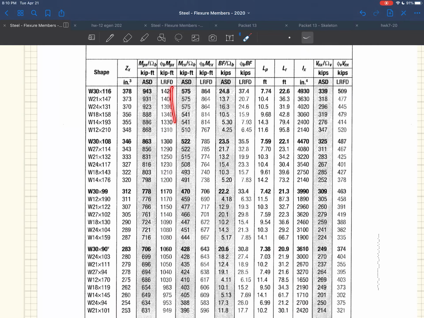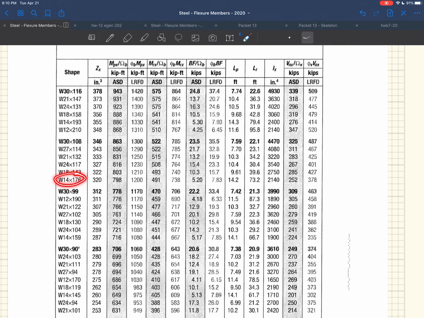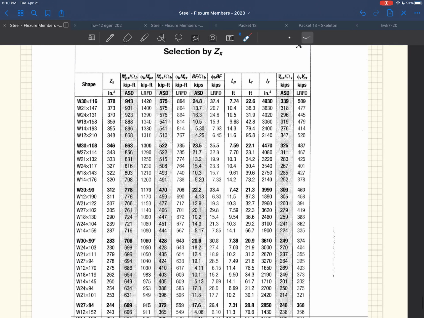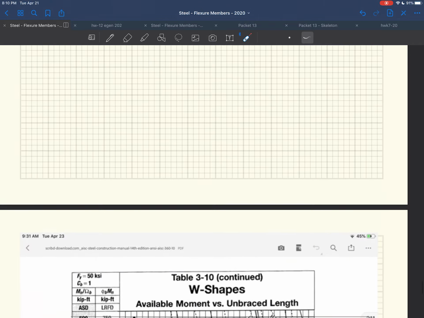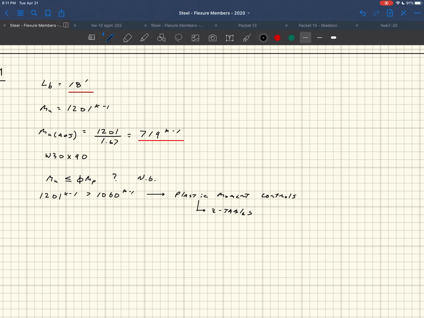You're looking for 1201. When I see a 1201 in here, I got a 1200, so 14 by 176. But you wouldn't design for 14 by 176, right? Because it's heavier. And so you read up until the first bold, and what you get is a W30 by 108. So W30 by 108 is what I would say you would come up with for the size of this thing. And so this would say, design this thing as a W30 by 108.